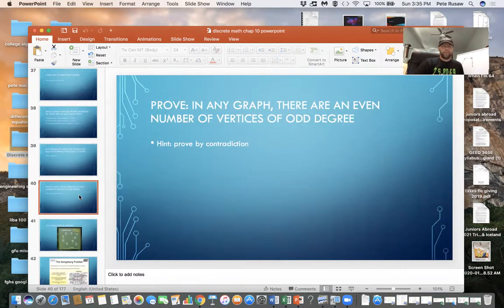I think that this would be an easy proof. We can talk through it verbally. In any graph, there are an even number of vertices of odd degree. Then I guess I would just say, if there were an odd number of vertices of odd degree, an odd times an odd is an odd. And so that would contradict the handshake theorem. So you can quickly prove that if you want to.